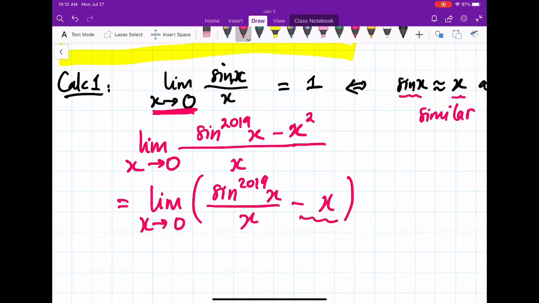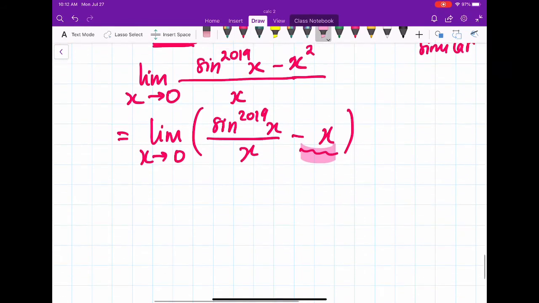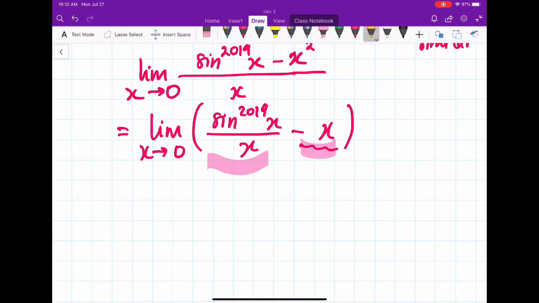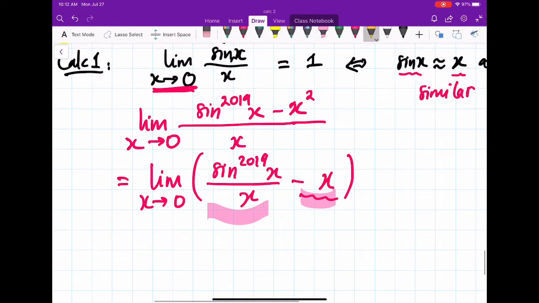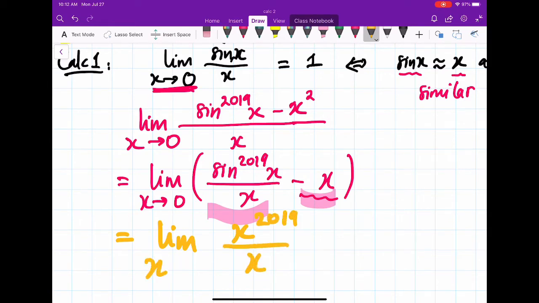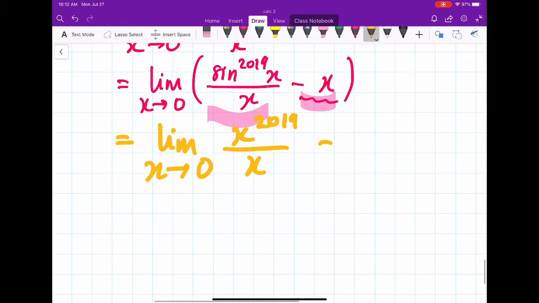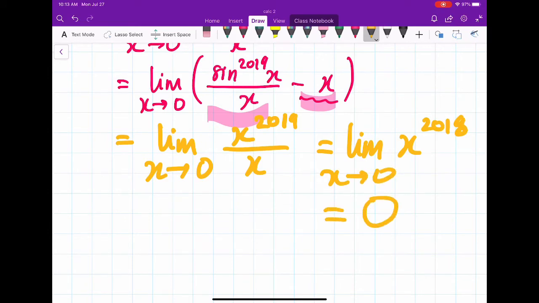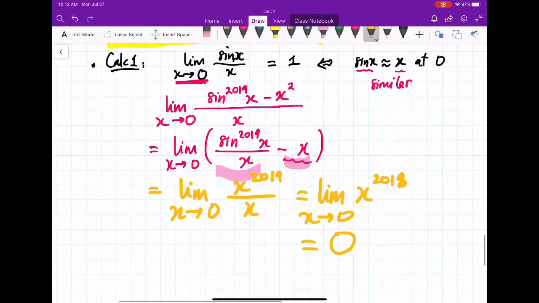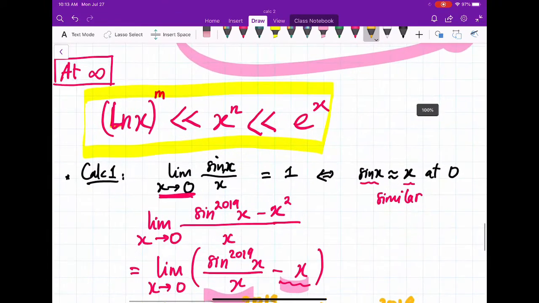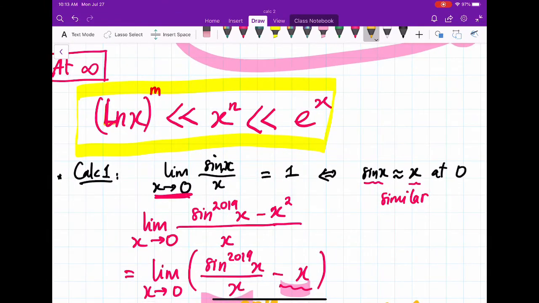With this part, everything is clear because that is 0. But with this part, you might think, yeah, we use this similarity. You get the limit of x^2019 over x when x approaches 0. And that is the limit of x^2018, right? As x approaches 0, you get 0. You see, it's pretty easy, right? But the idea is important, similarity, okay? Don't forget that.